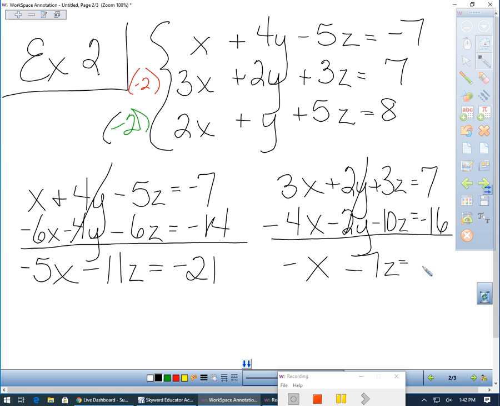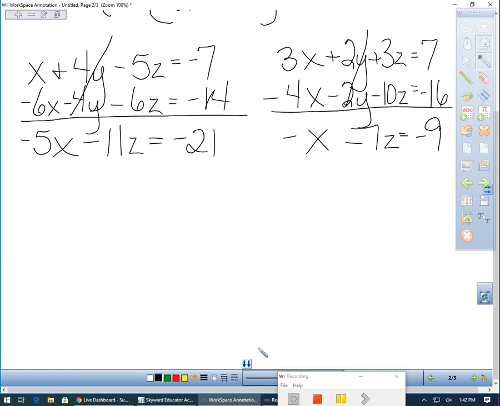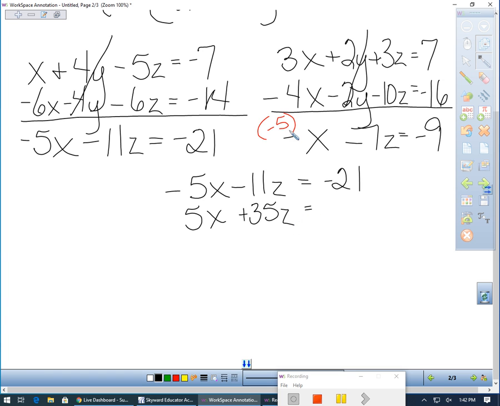And 7 and negative 16? Good. Negative 9. Alright. So now we want to put these two equations together. What do you want to eliminate out of these two equations? By doing what? Yeah, negative 5. So the first one we're going to leave, right? So we have negative 5x minus 11z equals negative 21. Multiplying this one, negative 5 times negative x is positive 5x. Negative 5 times negative 7z is positive 35z. And negative 5 times negative 9 is positive 45.